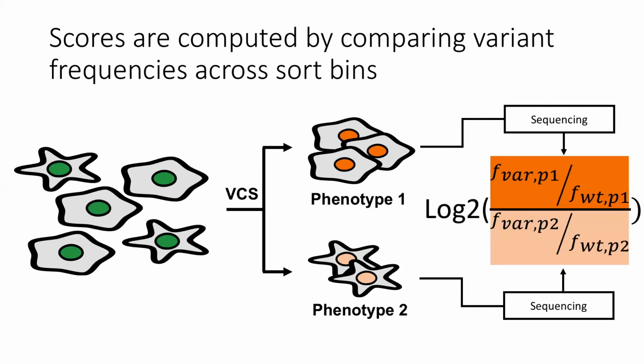And then to actually analyze the data, you do exactly what you may have read about in other sort-based mutational scans, where you just sequence each of those two sort bins, and then you take a ratio of the variant over the wild type within each sort bin and get scores that way. So it works much like other sort-based mutational scans.